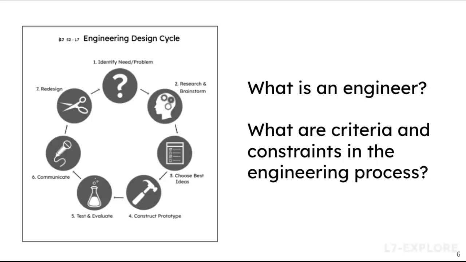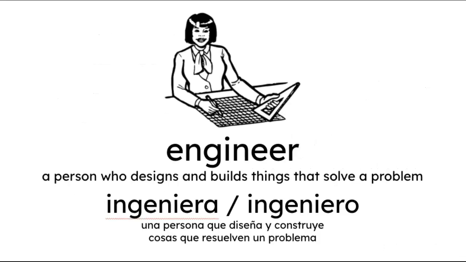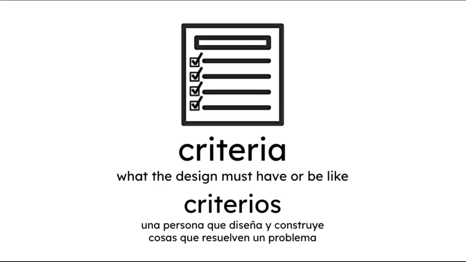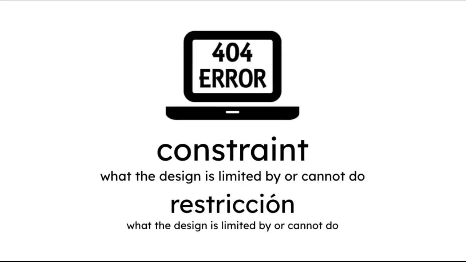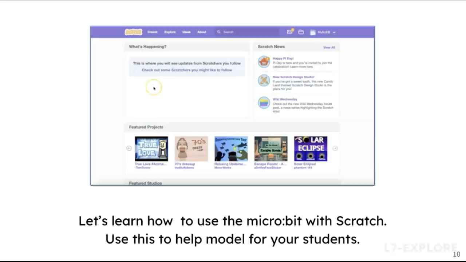For the Explore portion, you'll let students know that they will be working in engineering teams to follow a process to generate and compare designs. You'll show students the Engineering Design Cycle student journal page and review the steps in the engineering cycle. You can post and discuss the engineer, criteria, and constraint vocabulary cards.